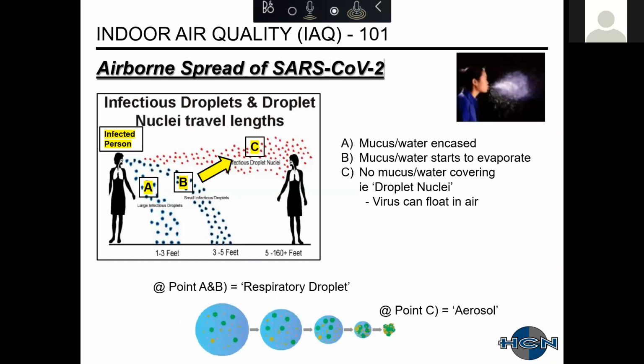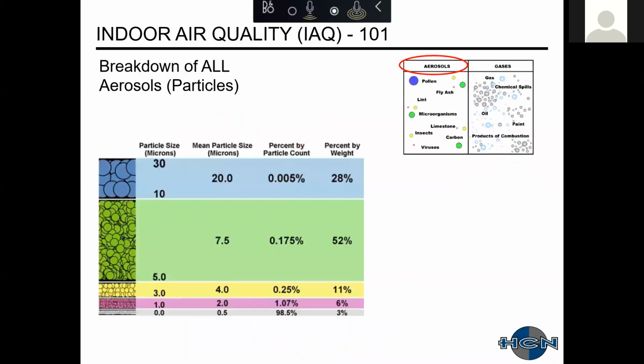Here's a picture from the ASHRAE Epidemic Task Force that gives an idea of the size, or just what happens with the particles as they travel. So points A and B above would be considered the blue globes, which are also called a respiratory droplet. And then point C, where there's no mucus covering, would be considered to be an aerosol.